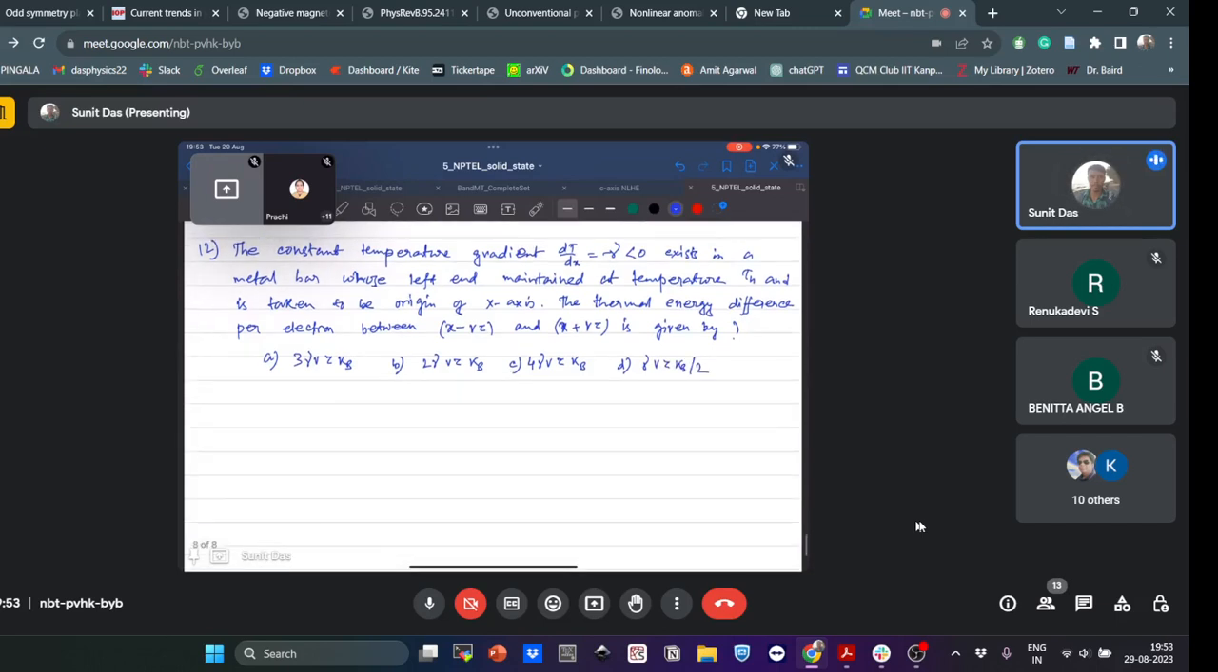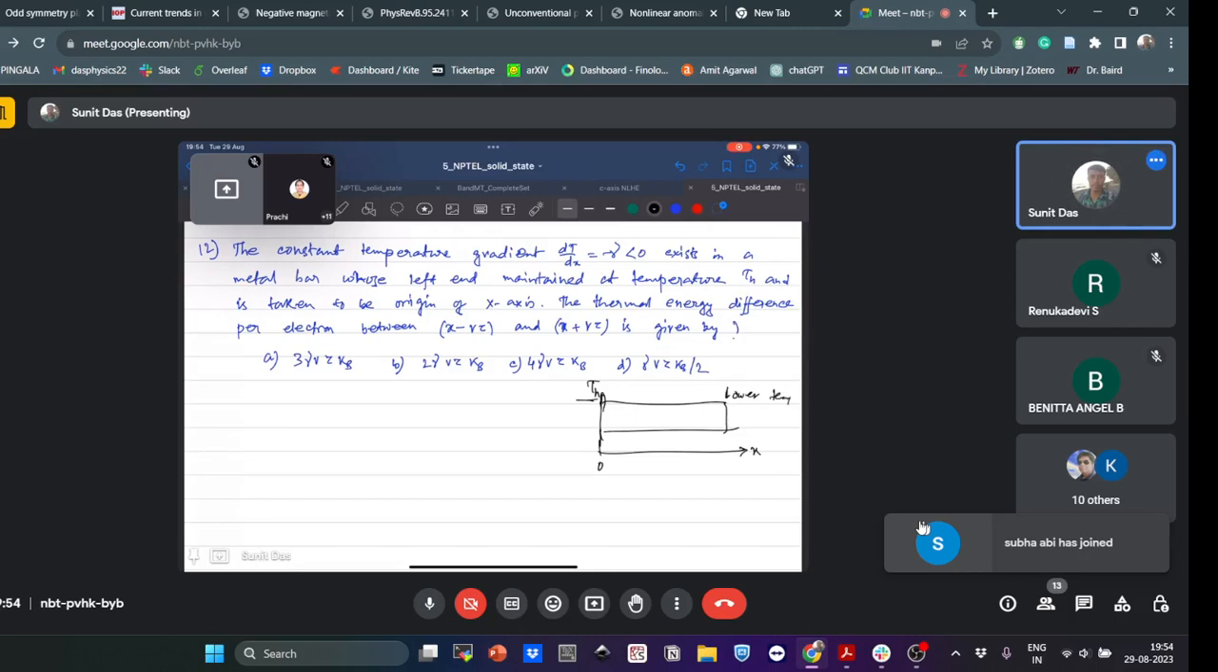So we have a metal bar, let's say, and the left end is maintained at higher temperature Th, right? This is also the origin of the x-axis. Let's say this is the x-axis origin, and there is a temperature gradient. So this is at higher temperature and this is at lower temperature. So temperature is decreasing along this direction at a uniform rate. So dT/dx equals minus gamma.